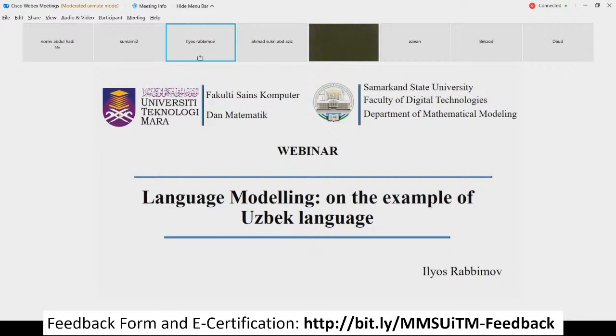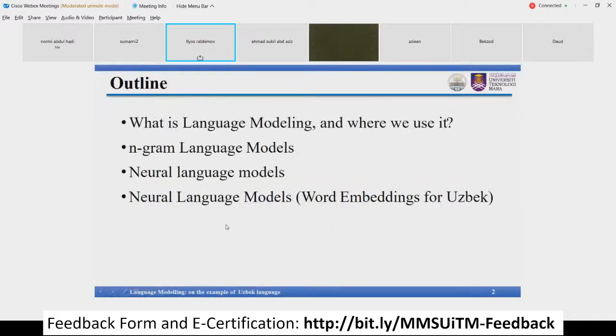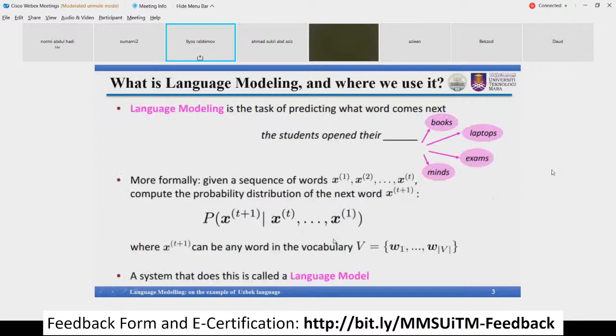Today I'm going to talk about language modeling on the example of the Uzbek language. The outline of this talk consists of these parts. First, I try to explain what is the language model and where we use it, then n-gram language models, neural language models, and word embedding for Uzbek.